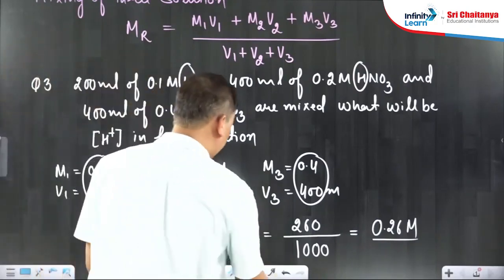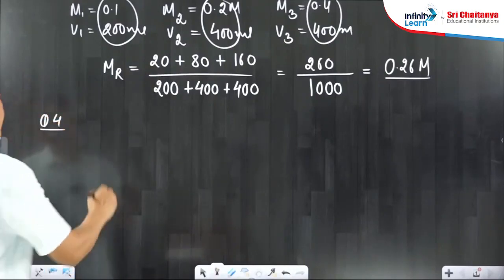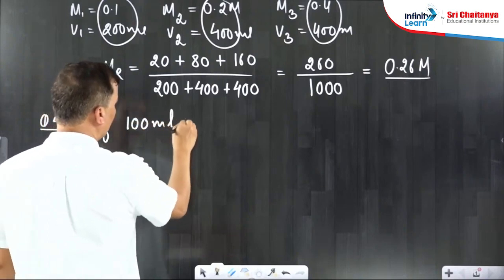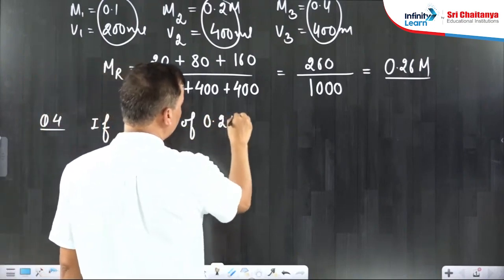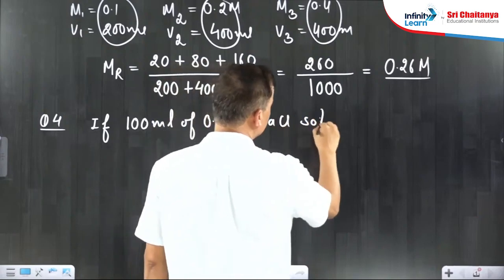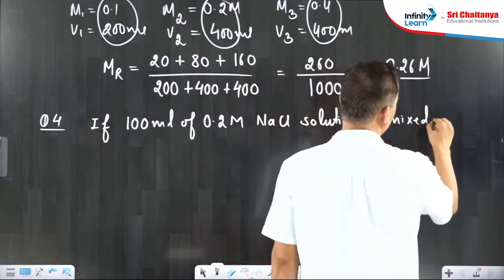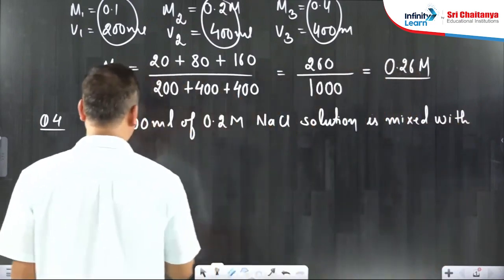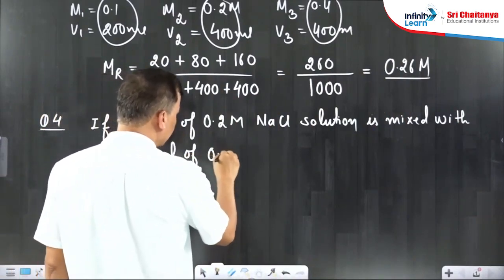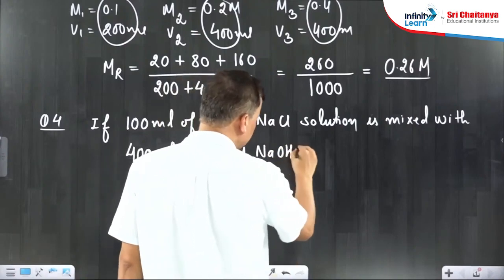Now, let me take another example. Here is question number 2 or 3 or 4, whatever that is. Here, what we have is 100 ml of 0.2 molar NaCl solution mixed with 400 ml of 0.4 molar NaOH solution.